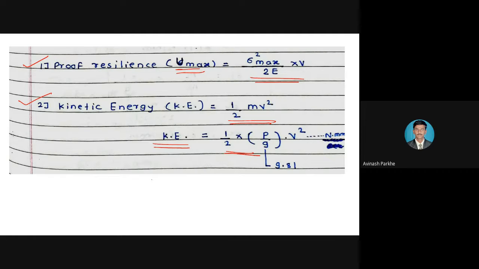Then one more formula I have given, because we have to solve some numericals based on kinetic energy also, that is kinetic energy is equal to 1/2 m v square. If the mass is not given and the load applied on that body is given, then to convert that load into mass we have to use P upon g. That g we have to take as 9.81 meter per second square. And this v, the velocity or speed of the body, is also given in the statement, and using these given parameters we have to calculate the kinetic energy.